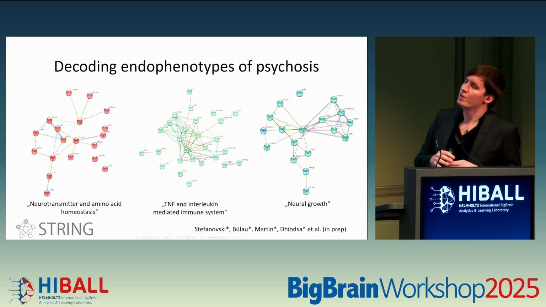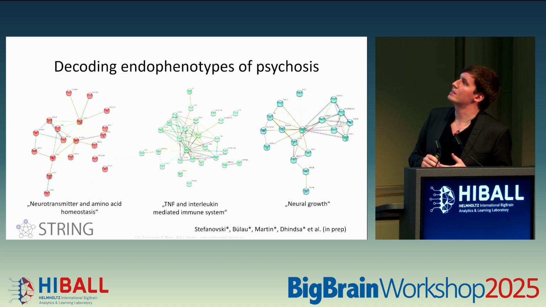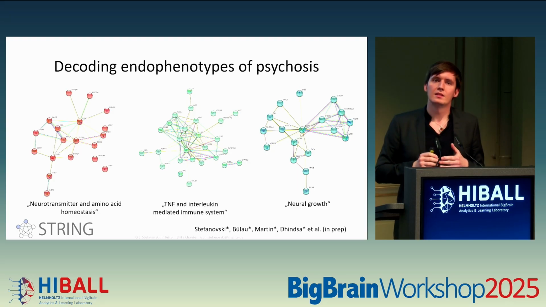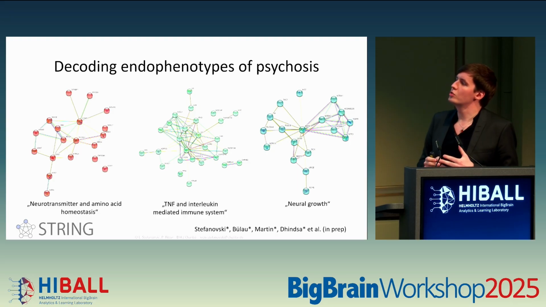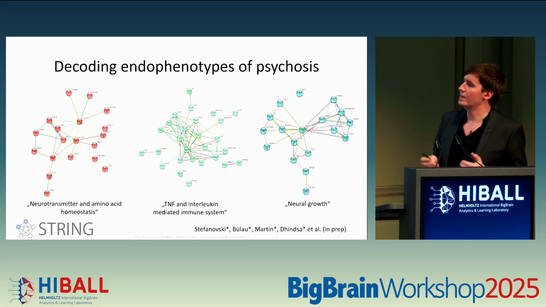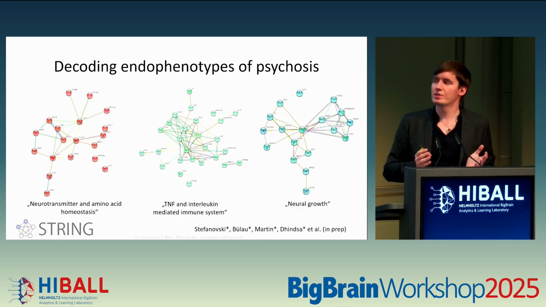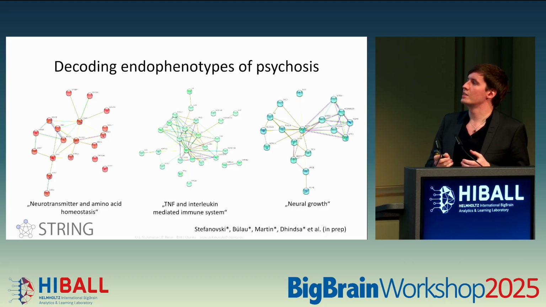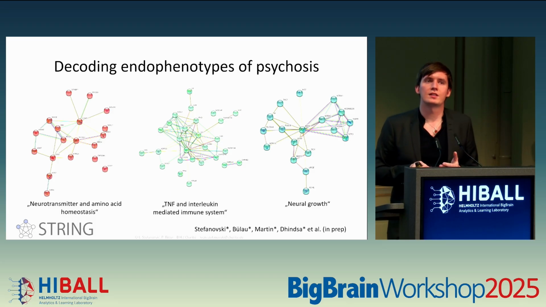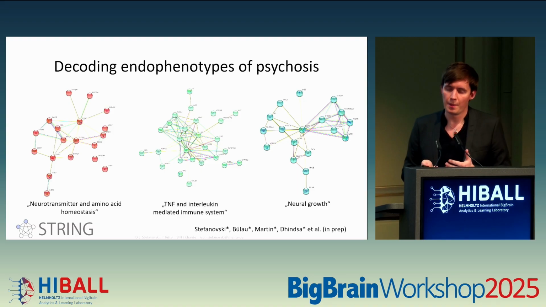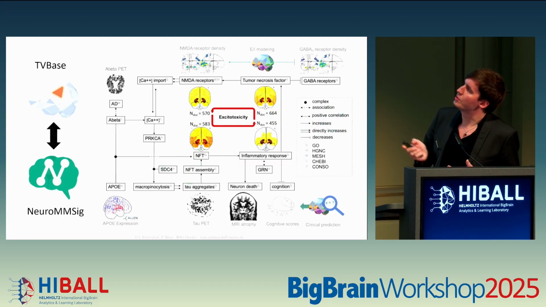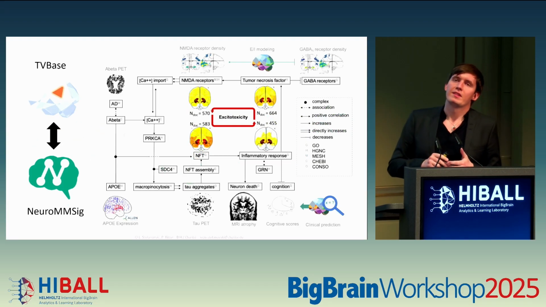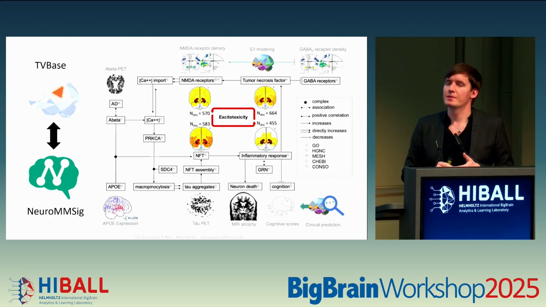By clustering them, we can, in that case, figure out 3 main clusters. 2 are not so surprising: neural growth and neurotransmitter homeostasis. But 1 is quite surprising, which is the immunological response, especially related to interleukins and tumor necrosis factor. And similar to this, we found a similar finding in Alzheimer's disease.